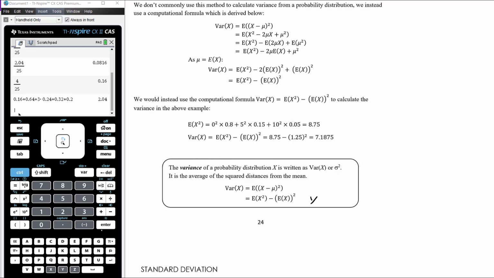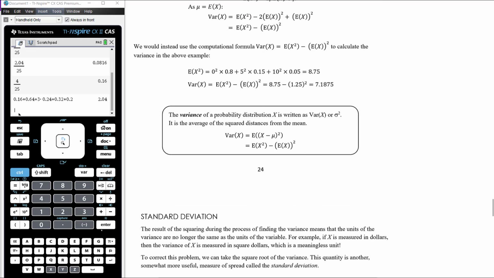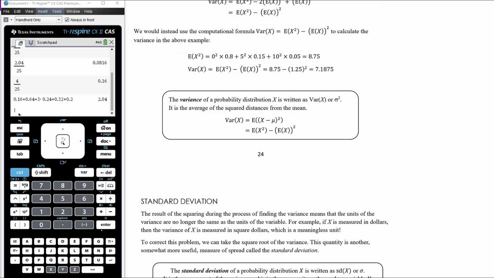So this is the formula that we'll use in practice. Expected value of x squared minus the expected value of x all squared. Okay, and then I mentioned the idea of standard deviation.